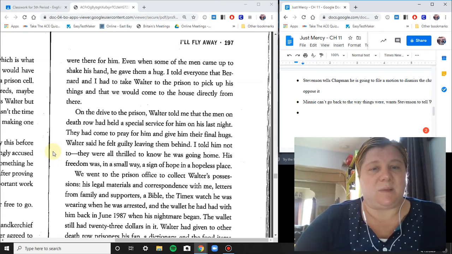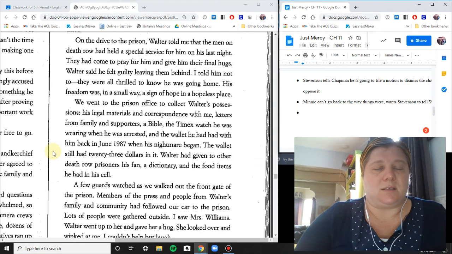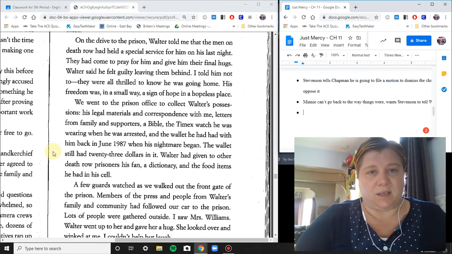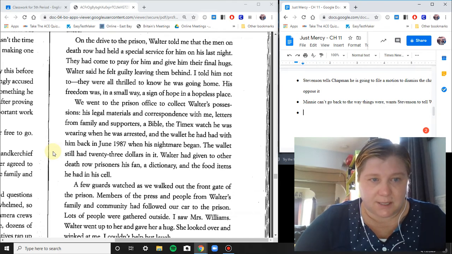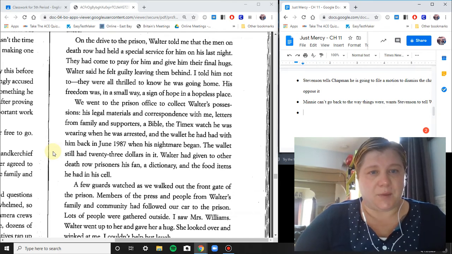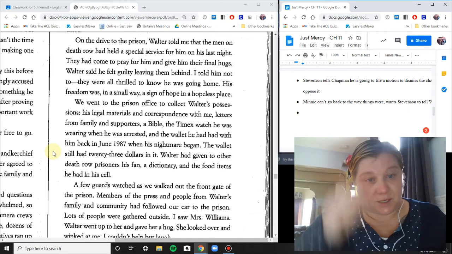On the drive to the prison, Walter told me that the men on death row had held a special service for him on his last night. They had come to pray for him and give him their final hugs. Walter said he felt guilty leaving them behind. I told him not to. They were all thrilled to know he was going home. His freedom was, in a small way, a sign of hope in a hopeless place.